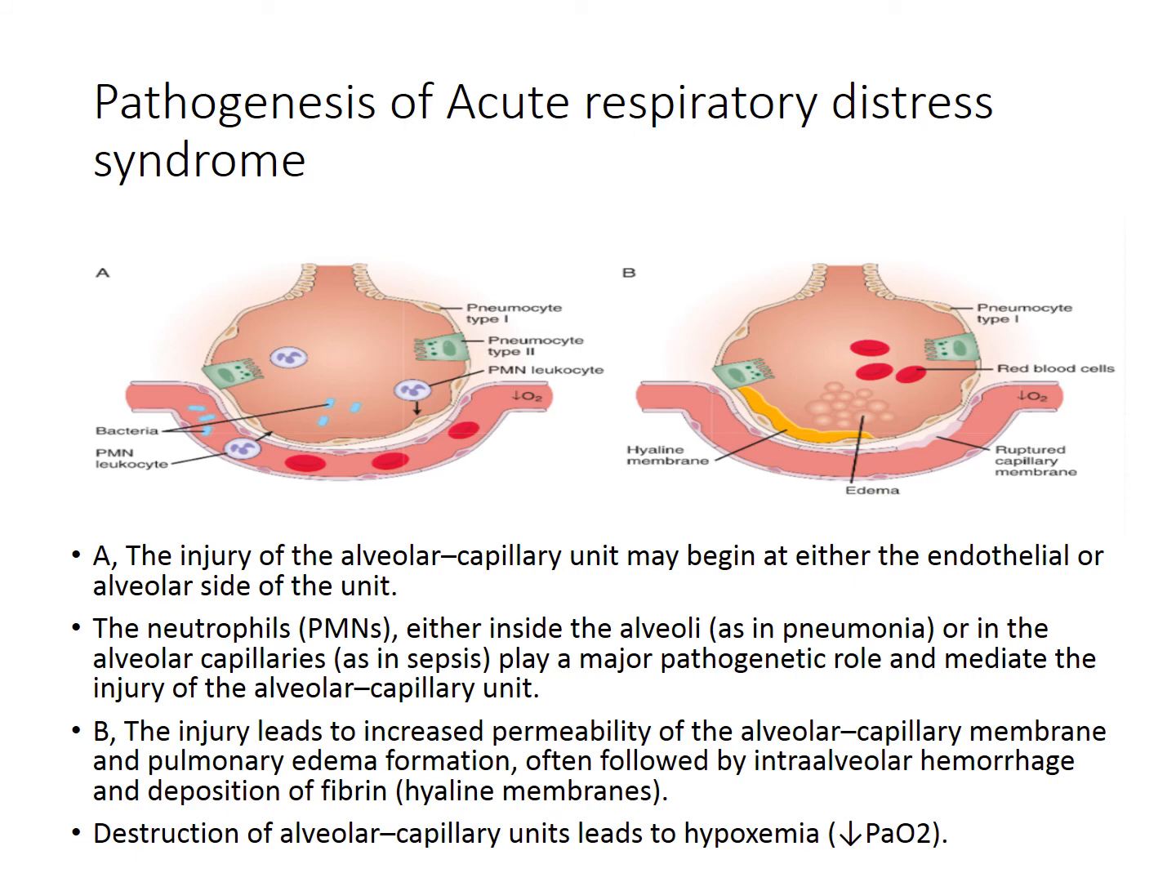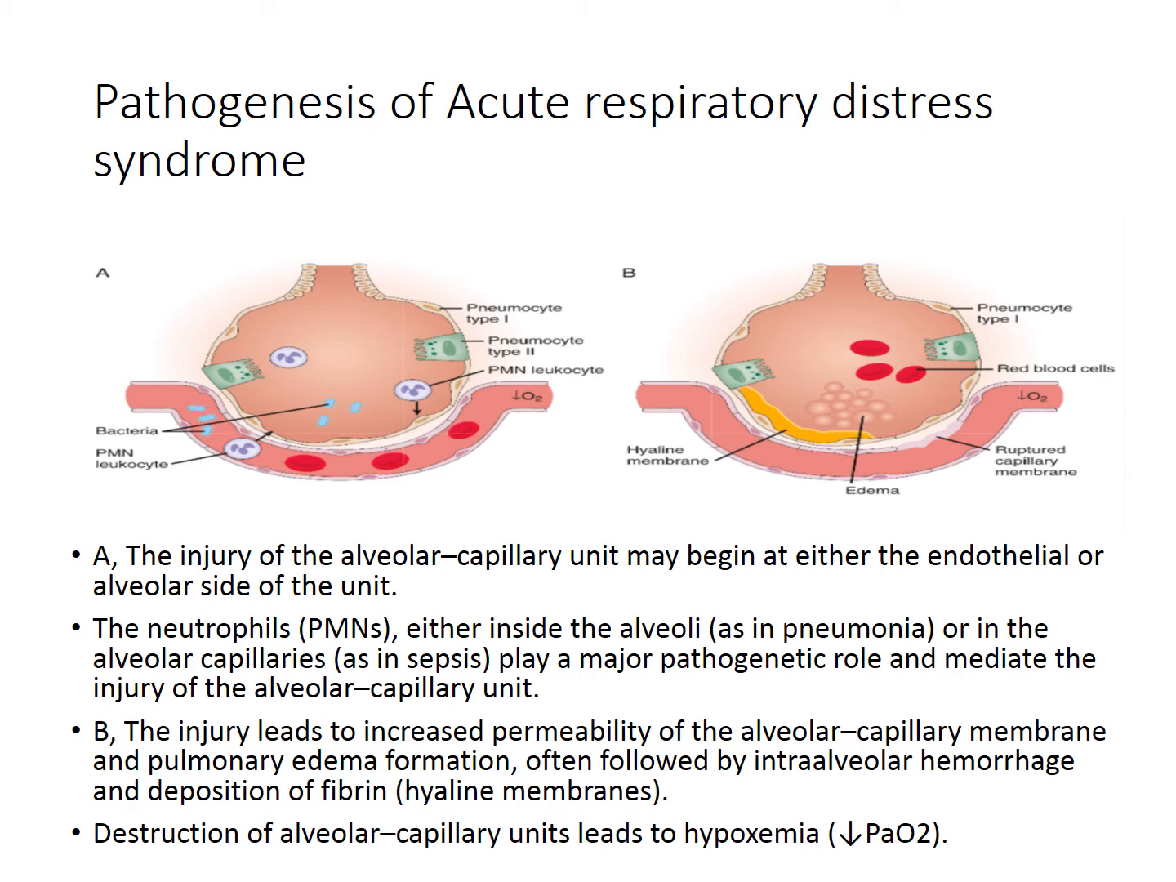We look at the pathogenesis of acute respiratory distress syndrome. Look at picture A. The injury of the alveolar capillary unit may begin at either the endothelial side of the unit or the alveolar side of the unit. The neutrophils, either inside the alveoli or in the alveolar capillaries, play a major pathogenetic role and mediate the injury of the alveolar capillary unit.